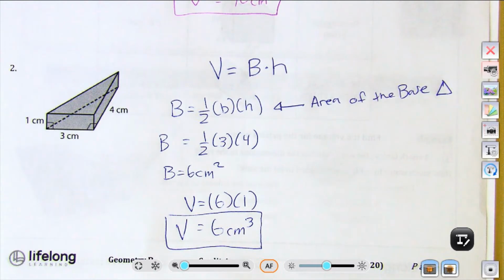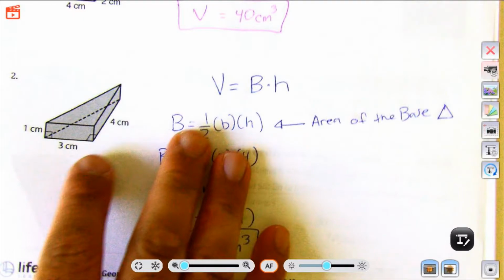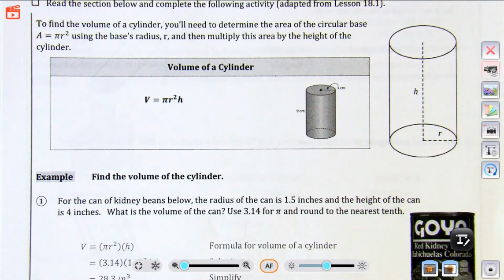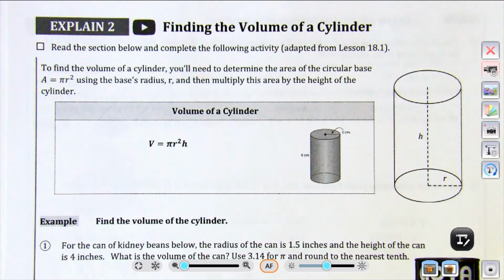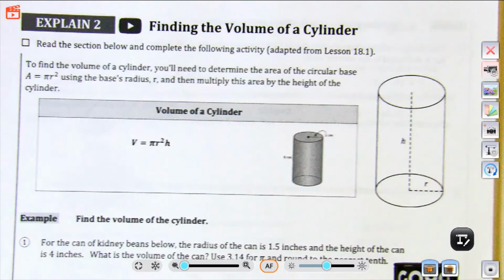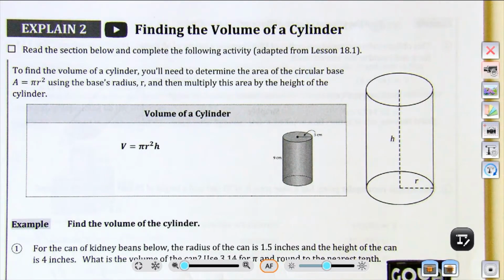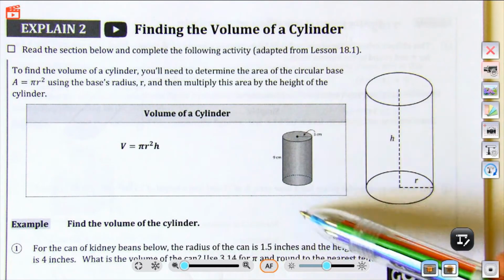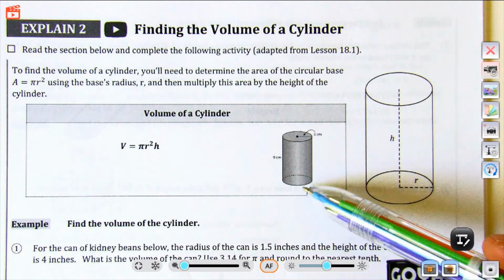Okay, so let's move on to the next part. So the next part of this lesson is talking about how to find the volume of a cylinder. So a cylinder is something that looks like this, and notice that we have circular bases, meaning that the base of a cylinder is a circle.